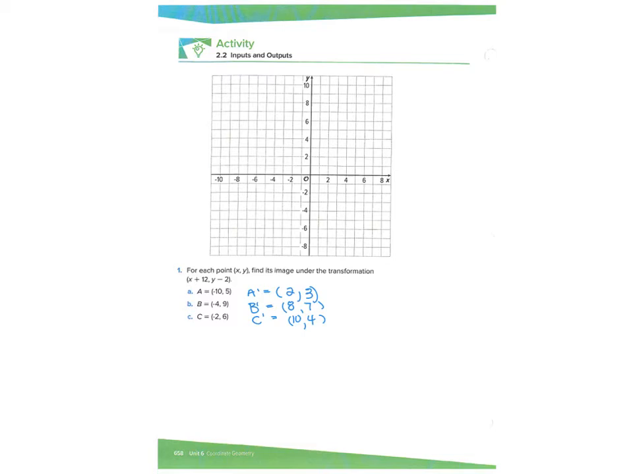Pause this video, graph those, and then come back and check your answers. So I hope you got (2, 3), (8, 7), and (10, 4) for your image. And you'll see the original graphed in blue above and the image graphed in red. And when you look at this, this looks like it was a translation. I slid my triangle across the grid.